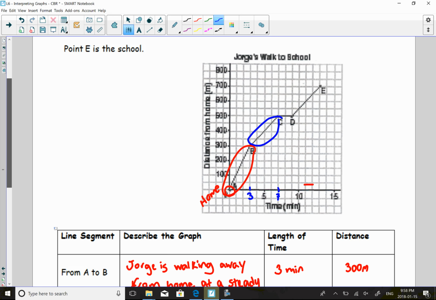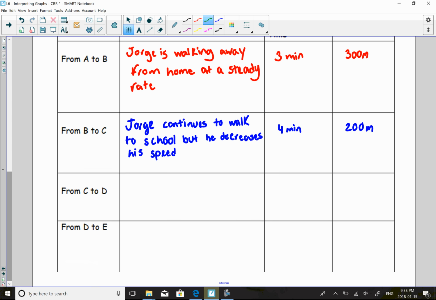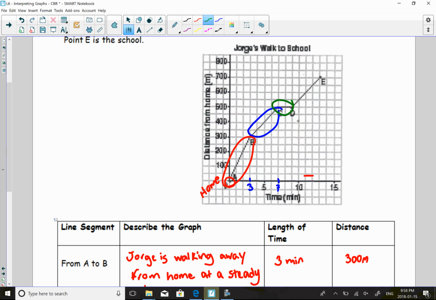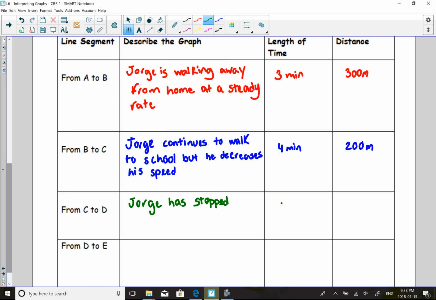See, from C to D, oh, he's not moving. He stopped because his distance is not changing. So he's just stopping. So George has stopped. So he stops for, let's see, how many minutes does he stop for? 7 to 9, so that's 2 minutes. And he doesn't go anywhere, so he goes 0 meters.